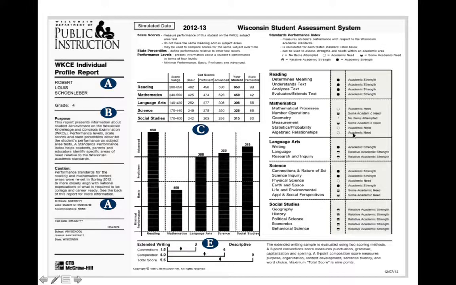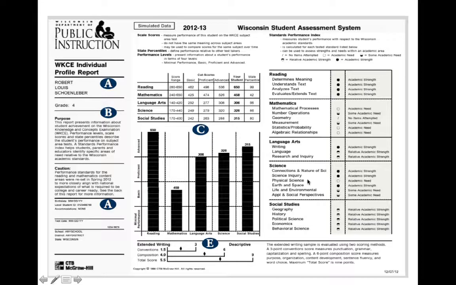Mathematics, not so hot. Language arts, there is an academic strength in writing, and then you have this language, which is some academic need, or I should say relative academic strength, and then research and inquiry, which also is a relative academic strength. But I'm surprised, I mean, this is simulated data, it's not real, but that seems somewhat inconsistent. But then again, they are measuring different things, so it doesn't have to match up perfectly.